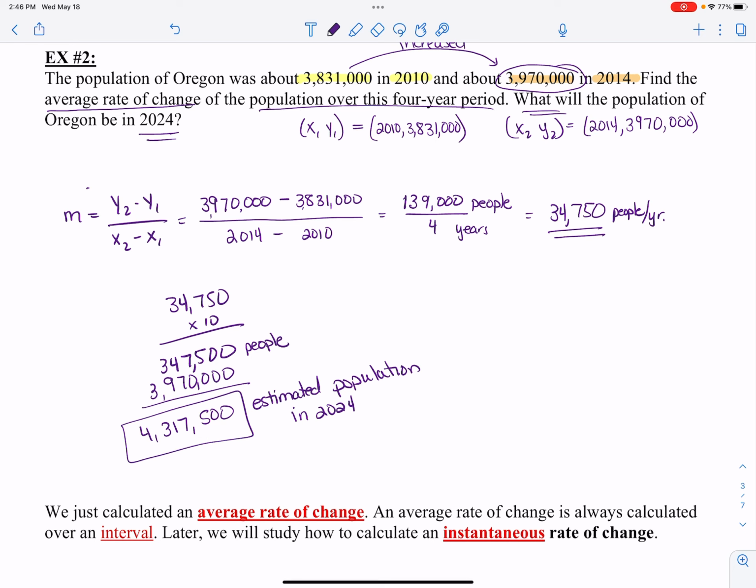So 2 parts of the question. One, you're calculating the average rate of change. It's important that you get the units in there. The number isn't meaningful without them. And then you're estimating what the population is going to be 10 years later.